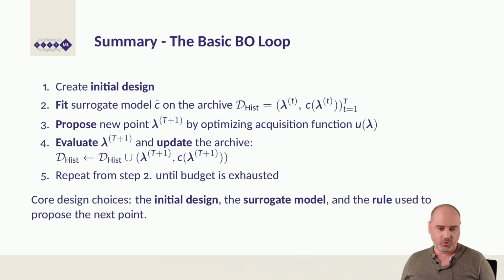The core design choices of such a BO algorithm are partially which initial design we use, which surrogate model we are using to fit our unknown cost function, also the rule we use to propose the next point, the acquisition function, and exactly through these choices here and their details we will now go in the upcoming sessions.